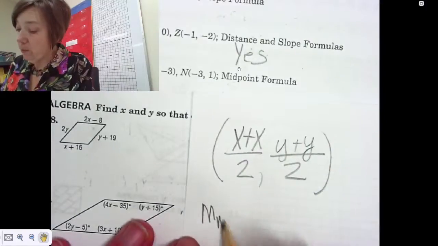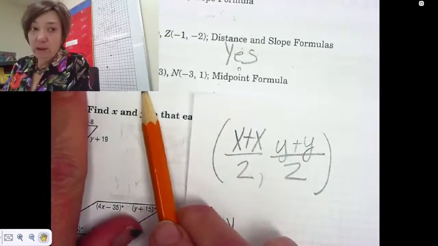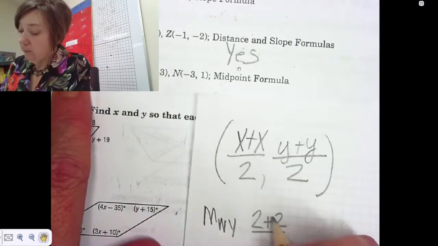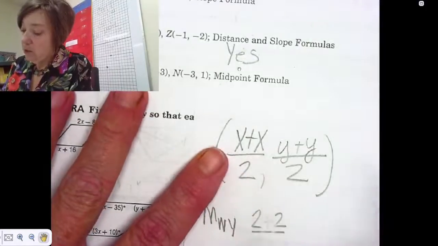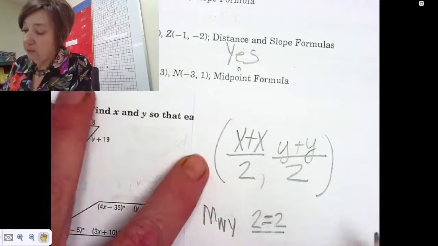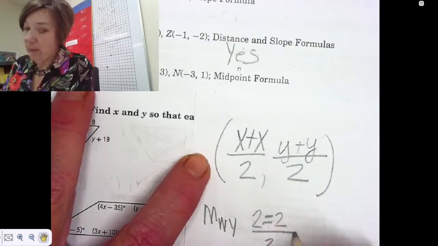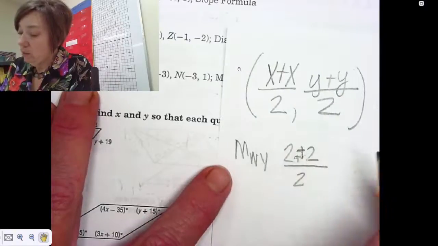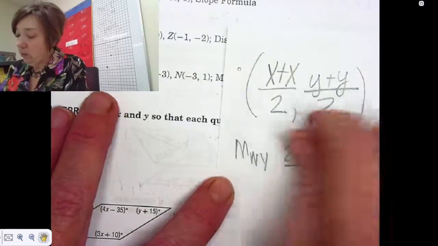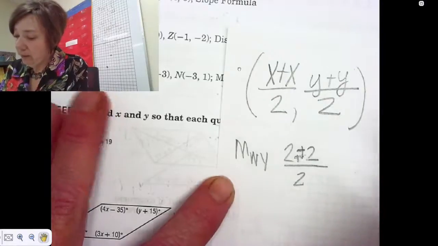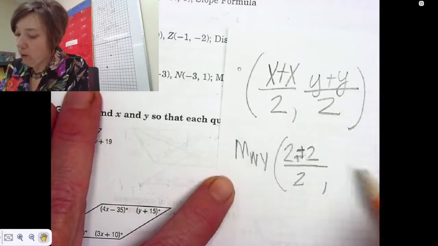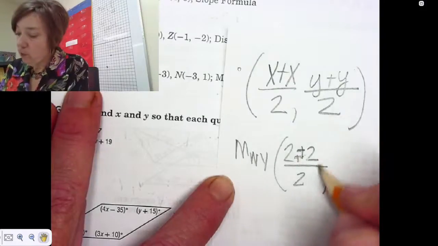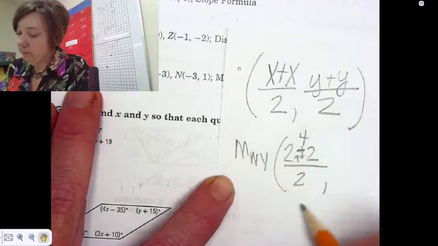So the midpoint from W to Y is going to be 2 plus negative 2. I just did that wrong. 2 minus negative 2 divided by 2. Now what happens when you minus a negative? It's a positive. Right. So, oh yeah, that's right. That's 4. Is that right? Yeah. So that's 4 over 2. What's 4 over 2? 2.